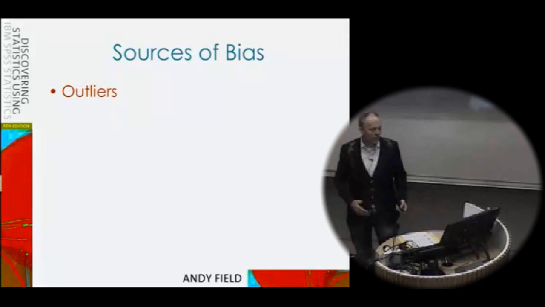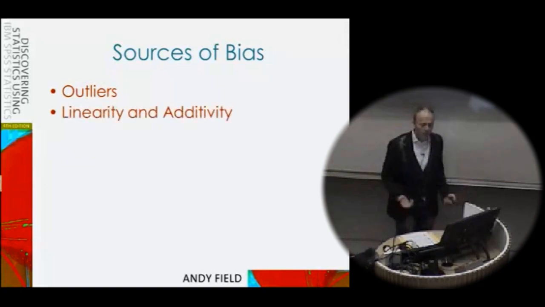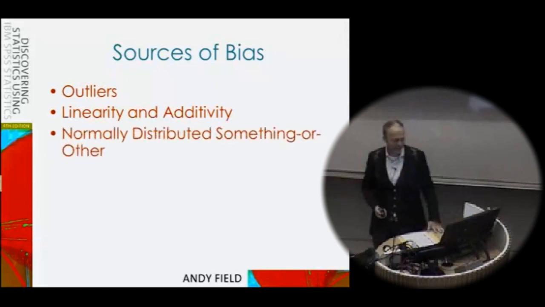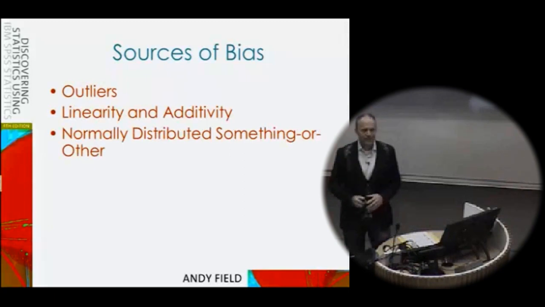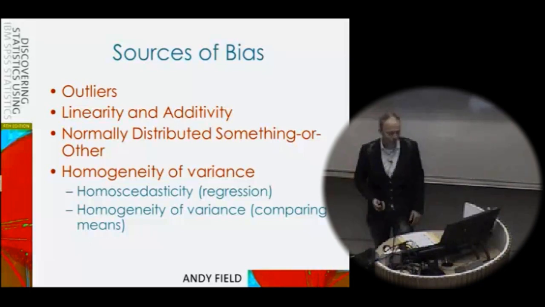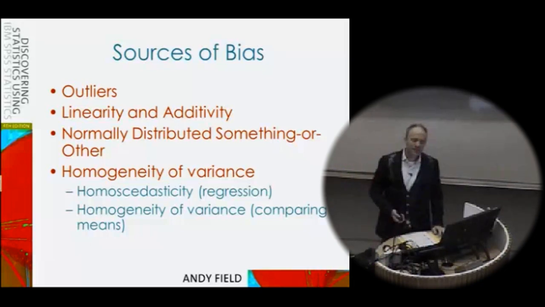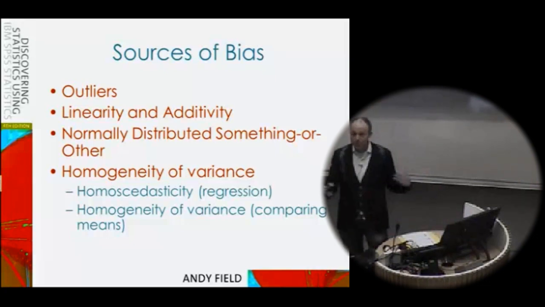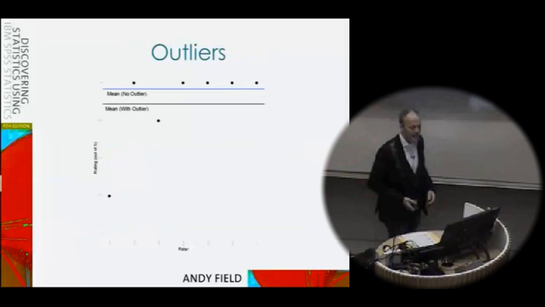So I'm going to go through in order outliers, just describing what they are. We'll have a look at an assumption known as linearity and additivity, which, as it will take me like 2 minutes to explain, is not nearly as complicated as it sounds. We'll have a look at the assumption of normally distributed something or other. And we'll also have a look at the assumption of homogeneity of variance, or as I said, it's often referred to as homoskedasticity in the context of regression, but it's basically the same assumption whether you're testing groups or looking at a regression type of thing.